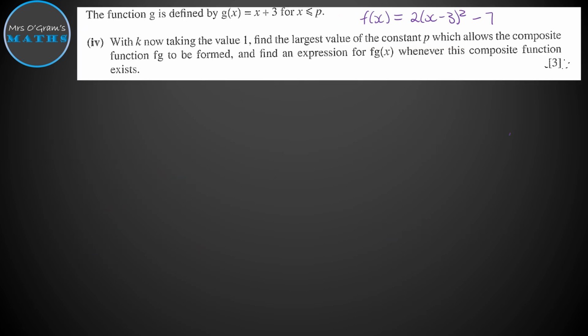And finally, we have this second function g of x, which is simply defined as x plus 3. We're told that now k is taking the value of 1 for the function f of x. So x will be greater than or equal to 1. Oh, sorry, not greater than, less than. So less than or equal to 1. Now working through this question here, we want to find the largest value of the constant p, which allows us to create this composite function fg. So let's just think about what fg would look like first. So fg of x means we're going to take g of x and put it into f of x.